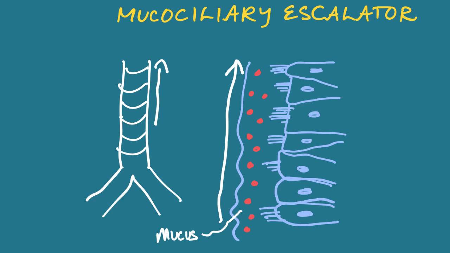The mucus is being driven up. It's kind of like an up escalator, and it's being moved by these cilia. The cilia drive the mucociliary escalator upwards. If the cilia are destroyed by cigarette smoke, then the mucociliary escalator will not work as efficiently, and the toxins end up in the lungs.